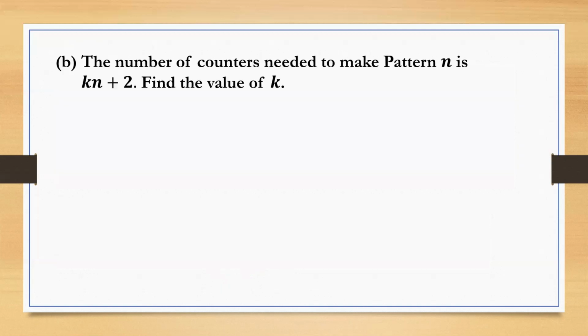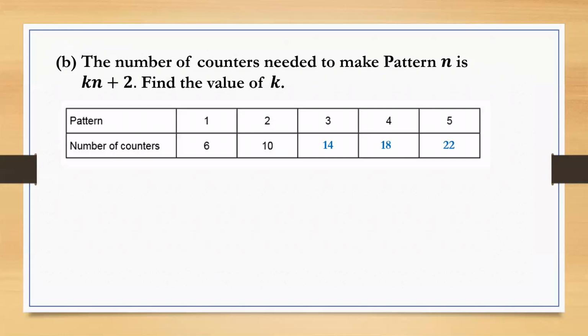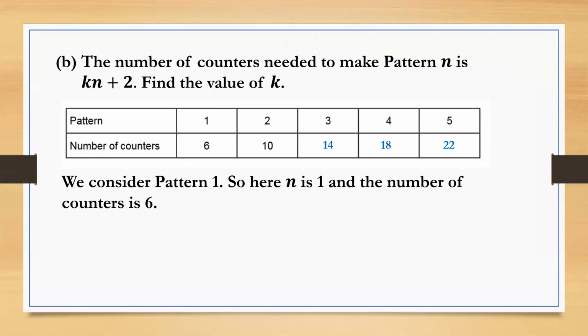Now the second part, part B. The number of counters needed to make pattern n is kn plus 2. Find the value of k. So we shall use the table from part A. You can consider pattern 1 or pattern 2 or any of the other patterns to find the value. Here we have considered pattern 1.